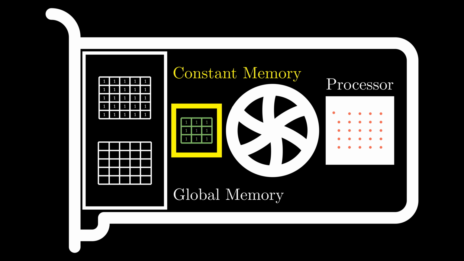With constant memory in use, when the threads perform calculations, they read filter values from here, which is faster than global memory. However, the input matrix is still in the global memory. So let's look at a way to resolve this issue using shared memory.